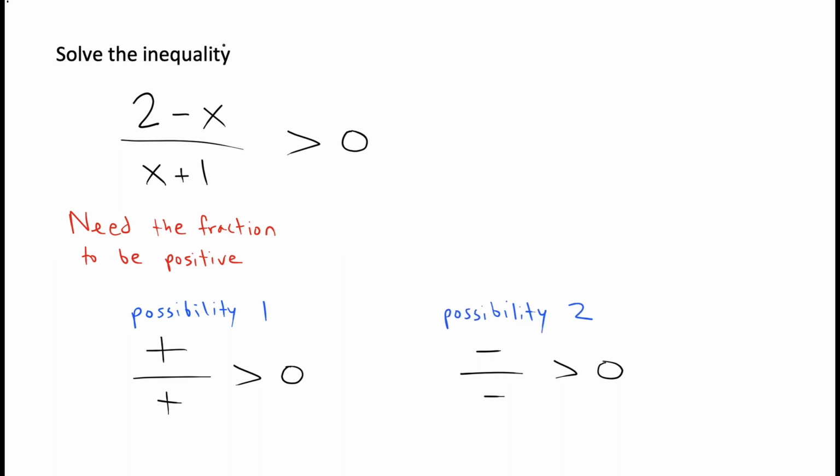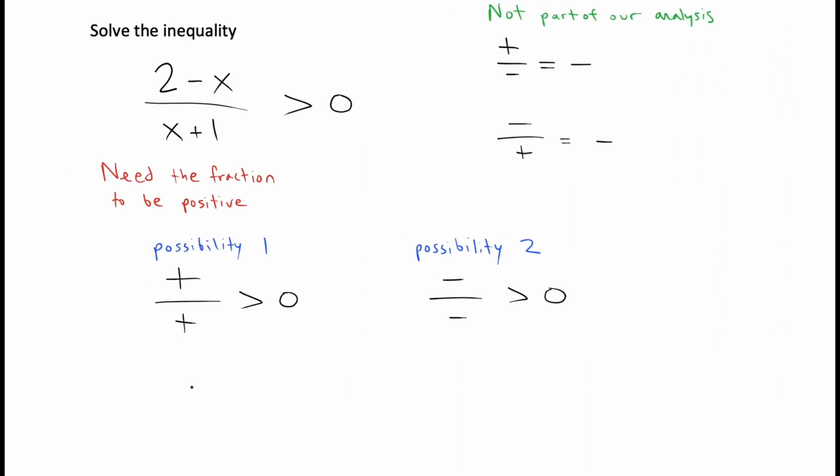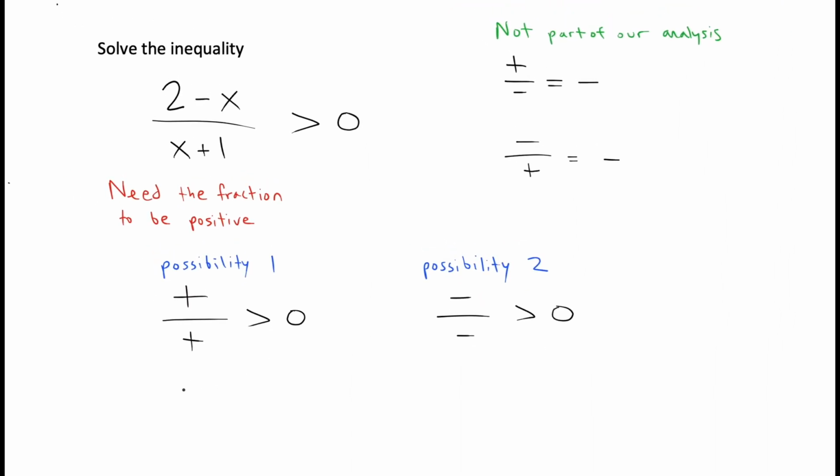Certain things would not work. Like, for example, if we had a positive divided by a negative, that would make a negative. And a negative divided by a positive would also make a negative. So these cannot be part of our solution set. So how do we write these statements? Well, we need to use and or or in these types of problems.